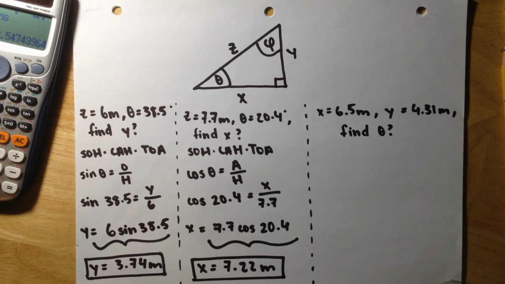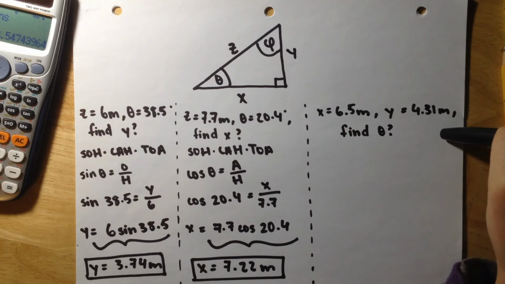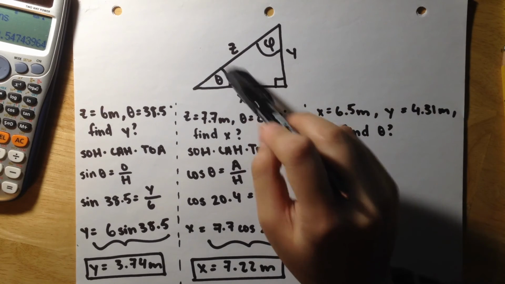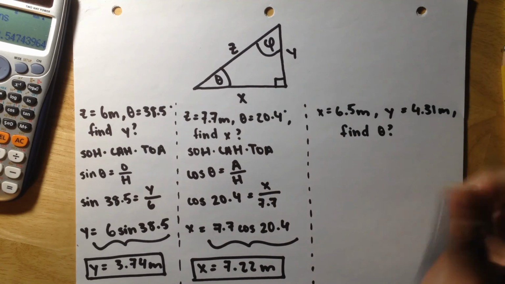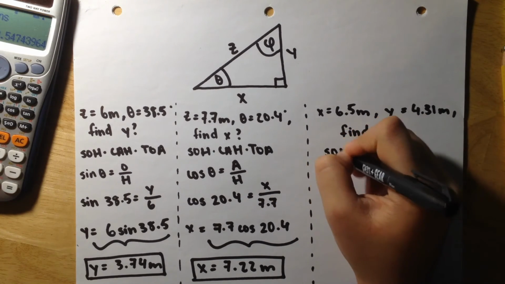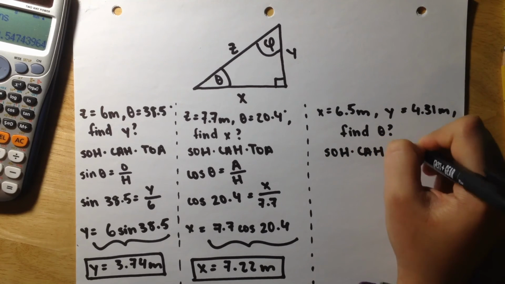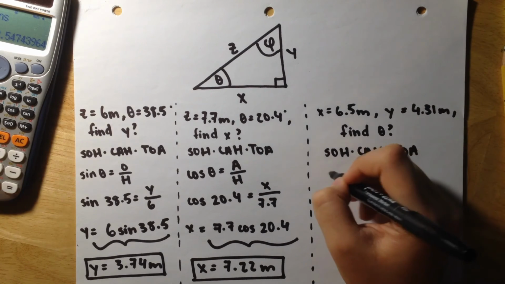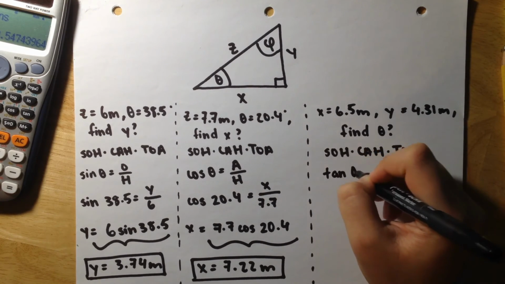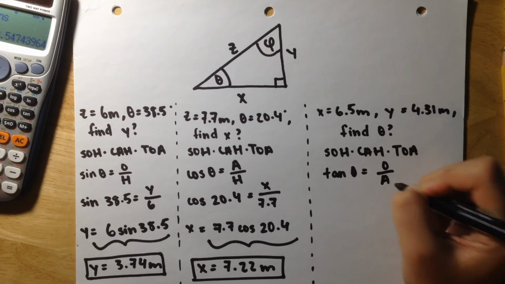And in this last scenario, we must find theta, and we are given x as 6.5 meters and y as 4.31 meters. So we have this angle that we need to find, and we have the opposite side to it and the adjacent side to it. So if we write out SOH CAH TOA, which one of these uses the opposite and adjacent side? That's TOA. So tangent of theta is equal to the opposite side over the adjacent side.